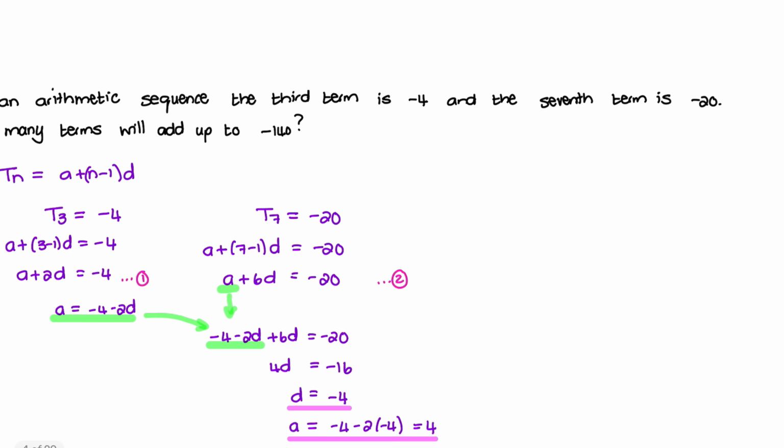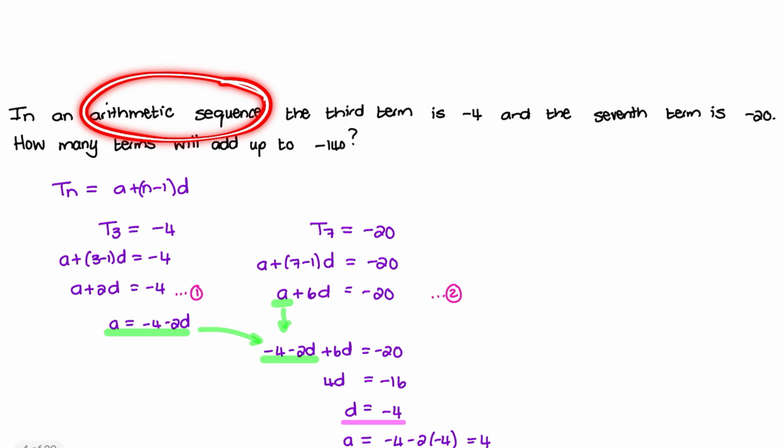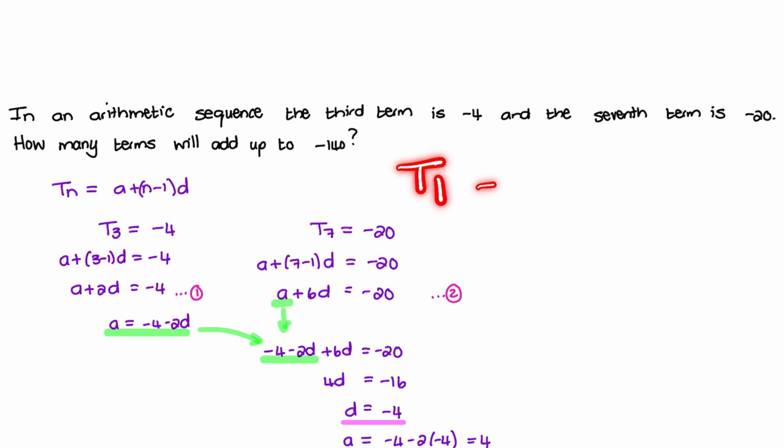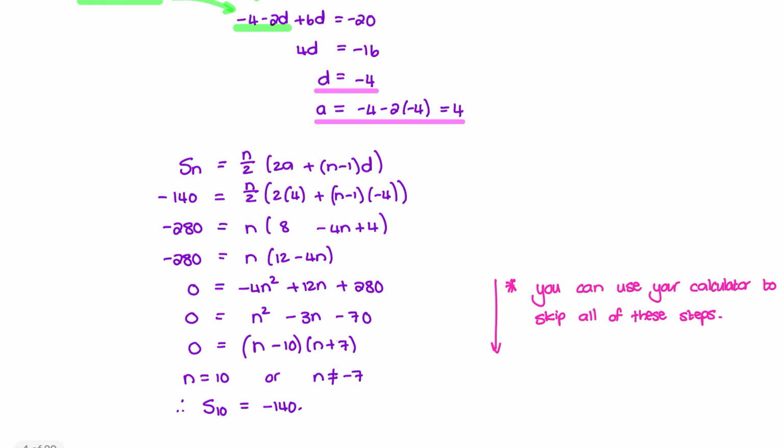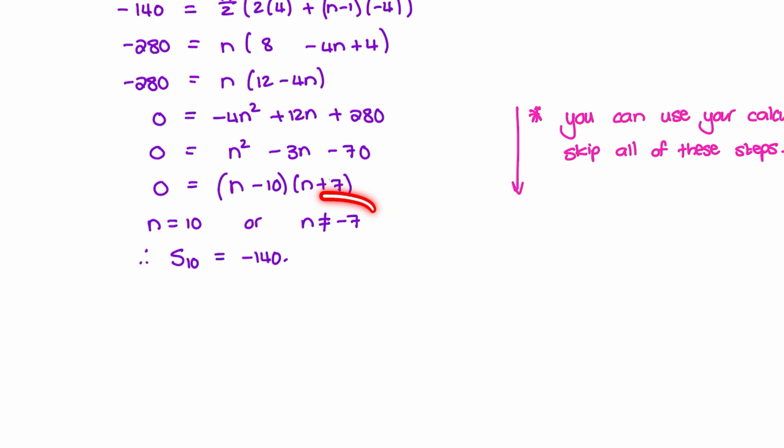But because this is an arithmetic sequence, we start counting from term 1 all the way to term 2, term 3, and so on. So we can never have a negative value as n. So we reject that answer. Therefore, n is equal to 10. So 10 terms will add up to -140.